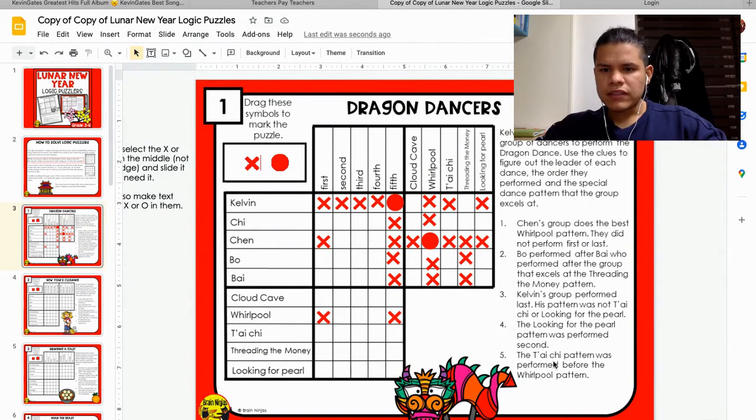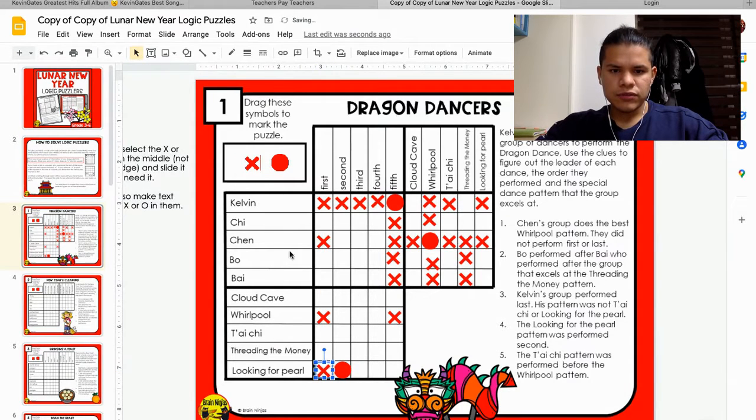Okay. The Tai Chi pattern was performed. Oh, sorry, number four. The looking for pearl pattern was performed second. Ooh, okay. So the looking for pearl pattern was performed second. That's true. Let's make everything else false.